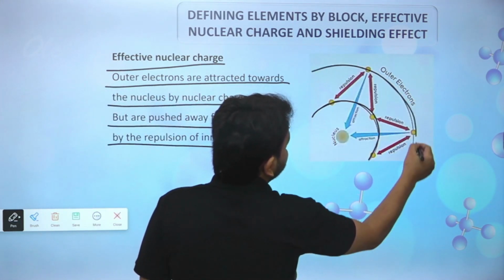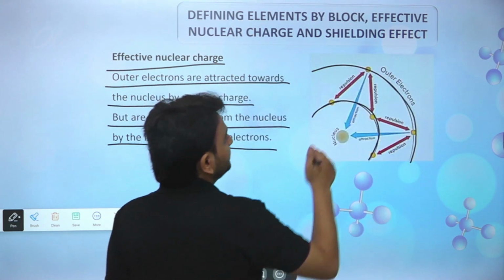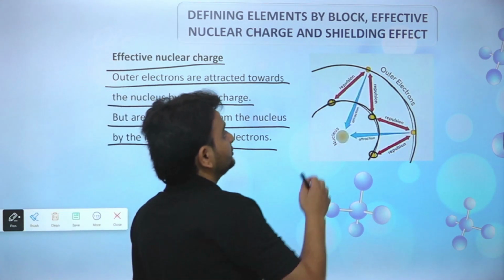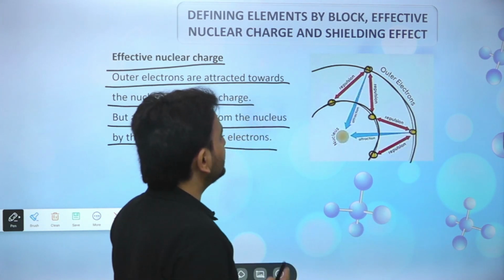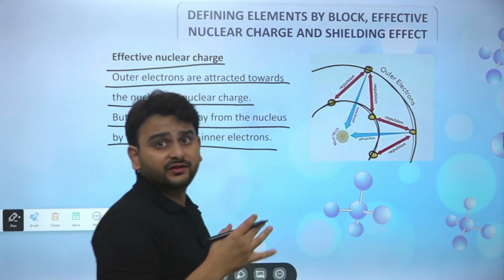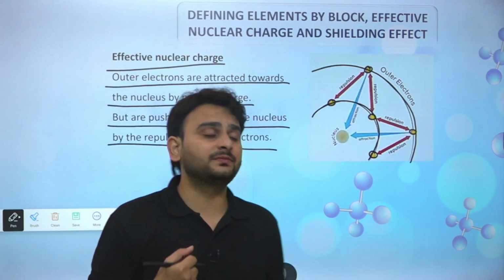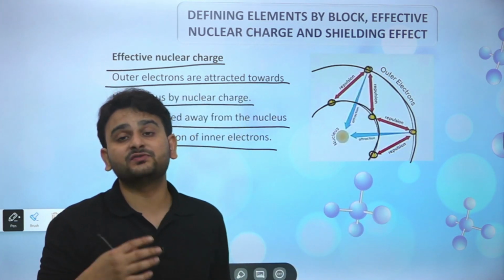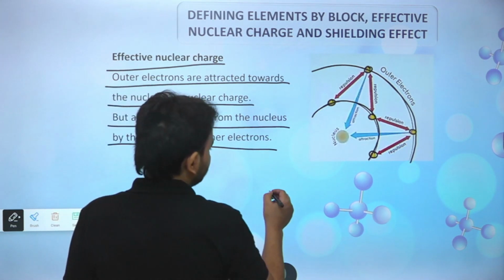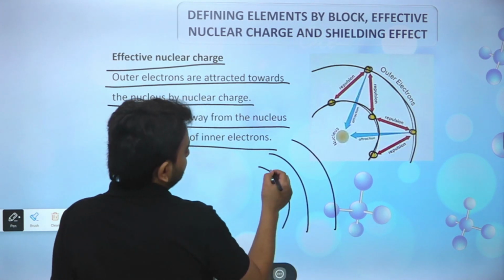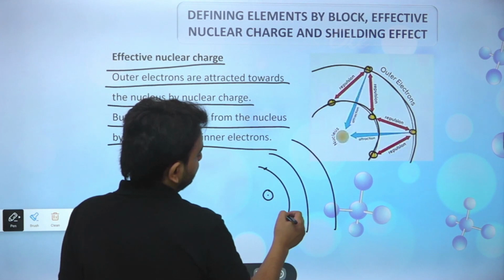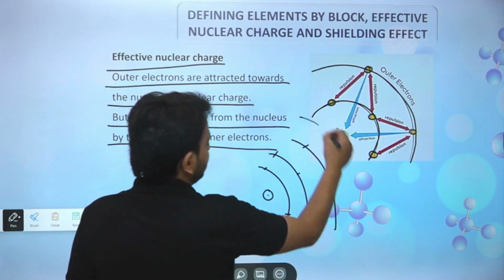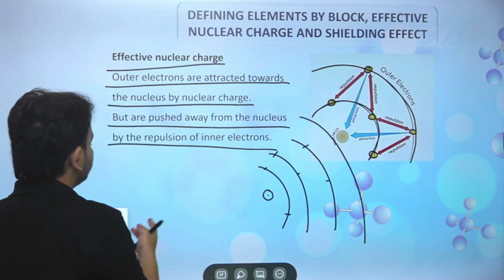But if you go beyond the first shell, then all the inner shell electrons will be shielding these outer shell electrons, right? In fact, because of the inner shell electrons, they will also face a repulsion, so they will move further away from the nucleus, so the nucleus won't attract them as much as it does the inner electrons. Hence the effective nuclear charge that these outer electrons experience will be lesser than the inner electrons, guys. So if this is the nucleus and this is the first shell, second shell, third shell, the first shell will experience the entire nuclear charge. This will experience something less, this will experience further less, and as we go further it will experience lesser effective nuclear charge. So this is the concept of effective nuclear charge.